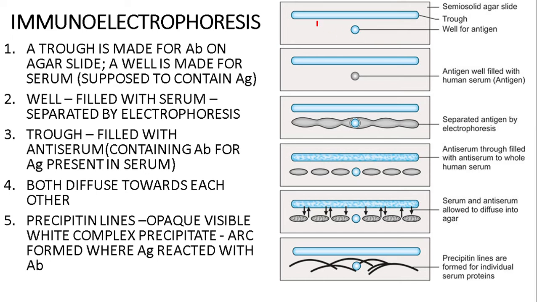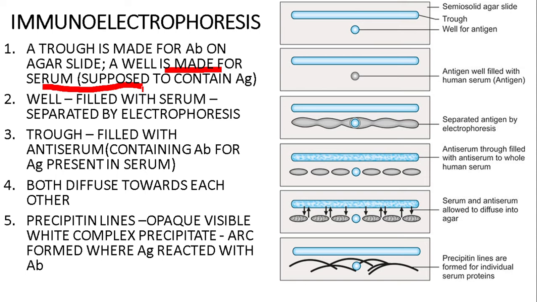What is the use of the trough? The trough is made for antibody. On this trough we are adding the antibody. Then what is the use of the well? In the well we are adding the biochemical sample. In this example we may say serum.